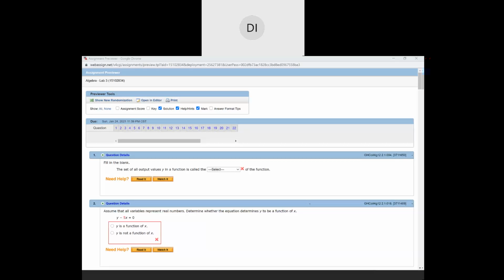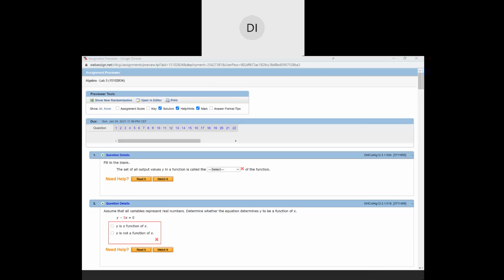I'm going to start with going over the lab 3, going over some questions. And here we have functions. So we're going to talk about functions. What is a function? A function is a relation between two sets of elements, right?